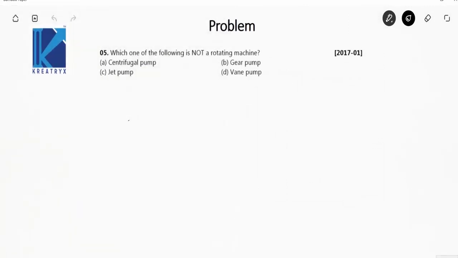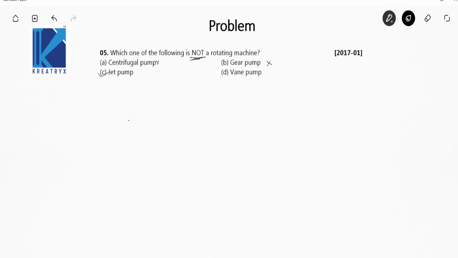Which one of the following is not a rotating machine? Okay, let's check the options. Centrifugal pump, it has rotating impeller and vanes, so this is not the option. Gear pump, it uses meshed gear to pump fluid, so gear rotates, this option also gets rejected. Jet pump is actually based on ejector principle with nozzle and diffuser, and so this is without any rotary parts, so C, jet pump is the answer.